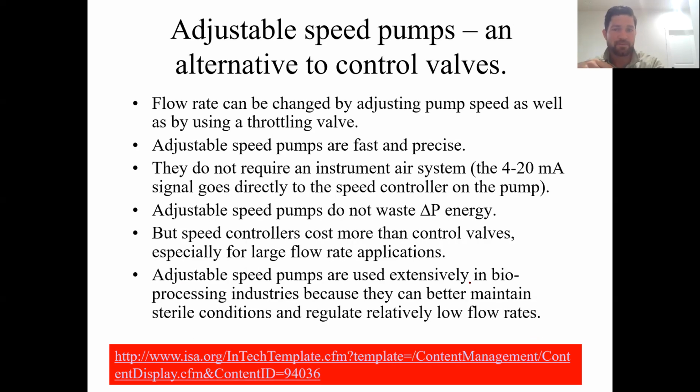Okay, adjustable speed pumps are other ways to control the flow. I'm not going to spend time on this right now. You can review the slide. This is less important because it's pretty much controlled in itself.